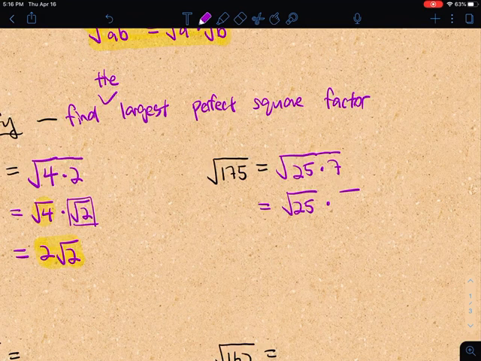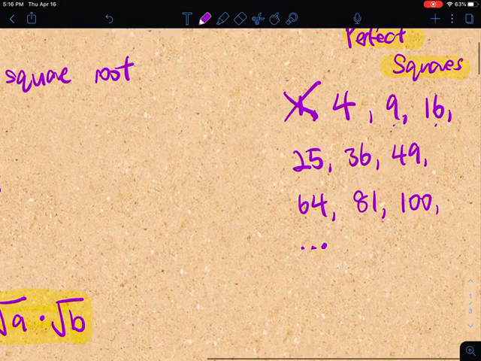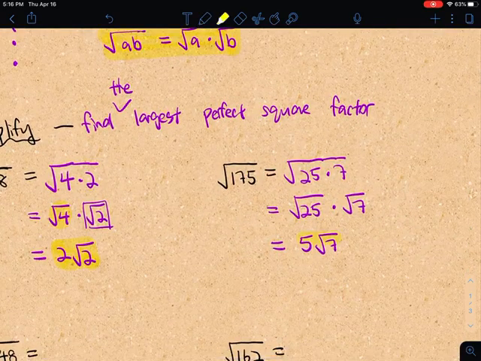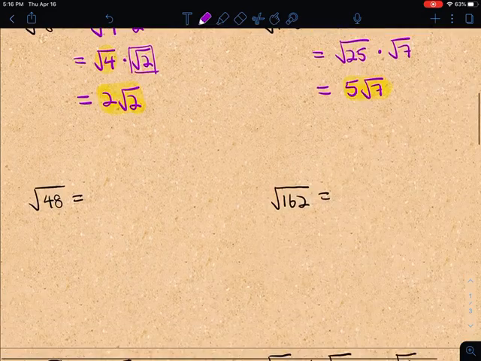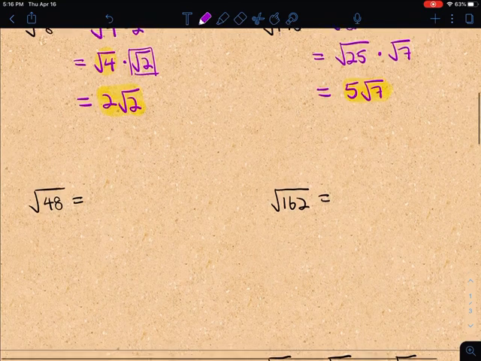And then again, we can use our formula that we saw before and break that down into square root of 25 times square root of 7. Square root of 25, we know, is 5. And then root 7 can't really be simplified, because there's no number up here that can go into 7 evenly, except 1, but 1 won't really help us. Okay, so there's that. And then let's just do a few more for practice.